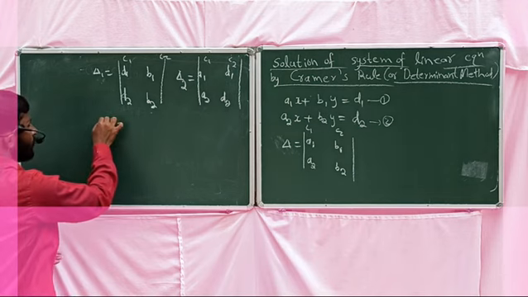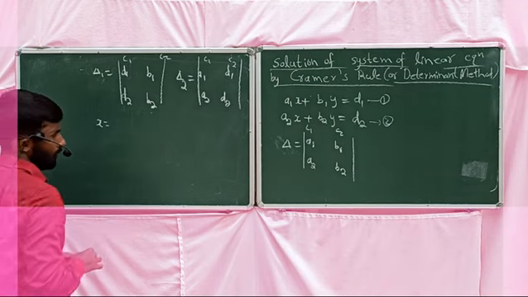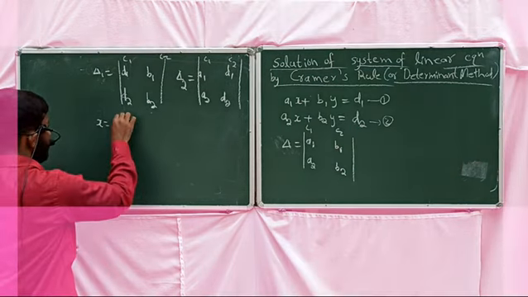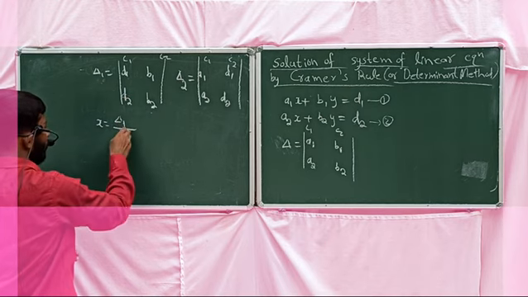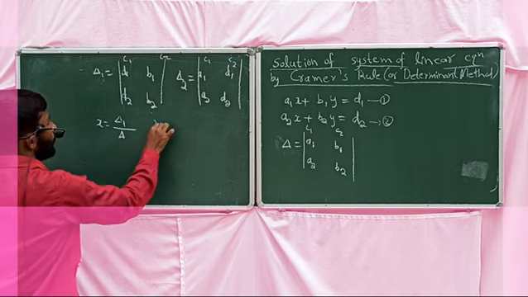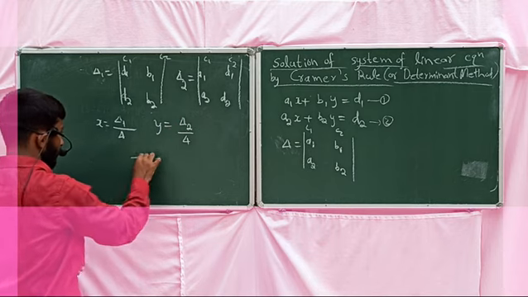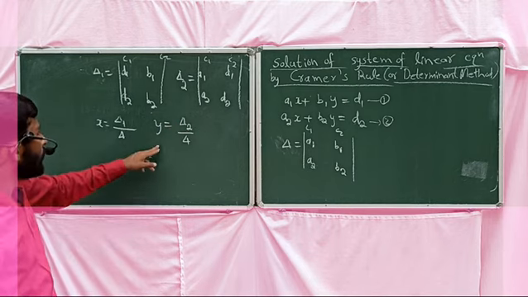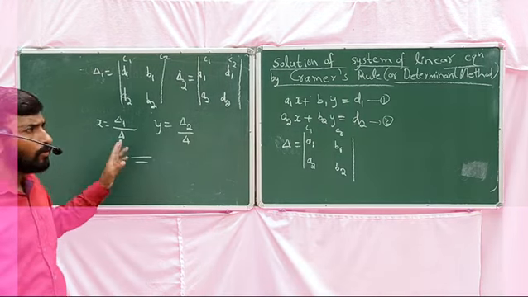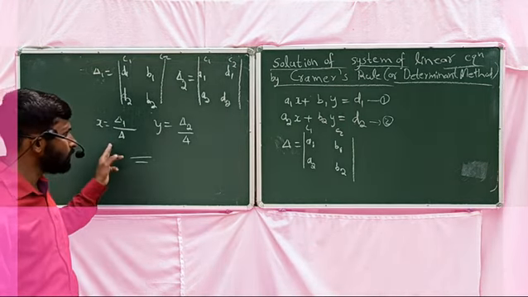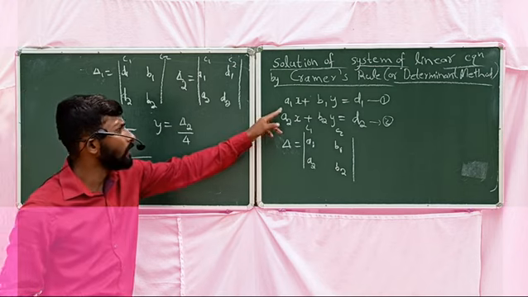Then the x value is given by delta 1 divided by delta, this determinant value. The y value is given by delta 2 divided by delta. Okay, by substituting, you will get the x value and y value. To verify these x and y values, substitute the x and y values in any one equation.